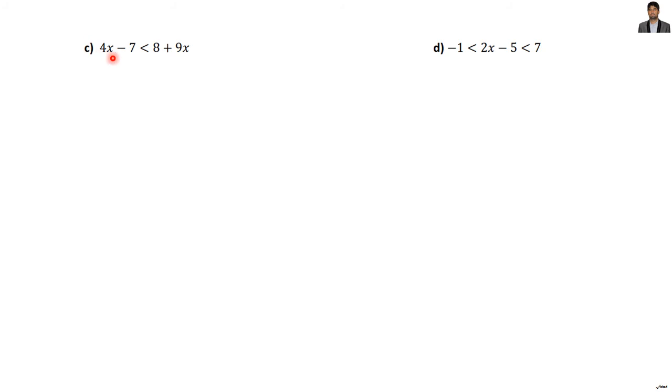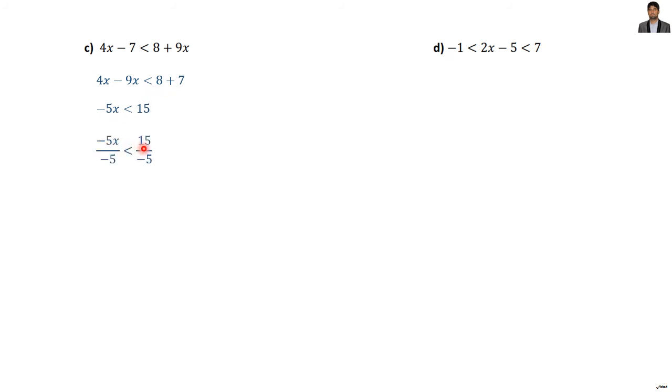Part C, 4x minus 7 is less than 8 plus 9x. It is the same as a linear equation. So we will keep the variables on one side and numbers on the other. In this part, I have kept the variables on the left side and numbers on the right side. So move 9x to the left and minus 7 to the right. 4x minus 9x is equal to minus 5x is less than 8 plus 7, 15.